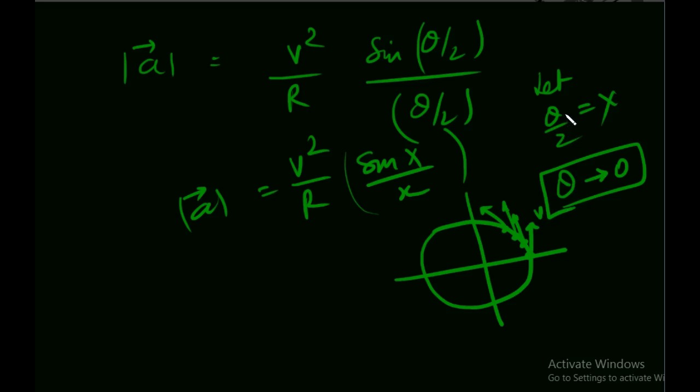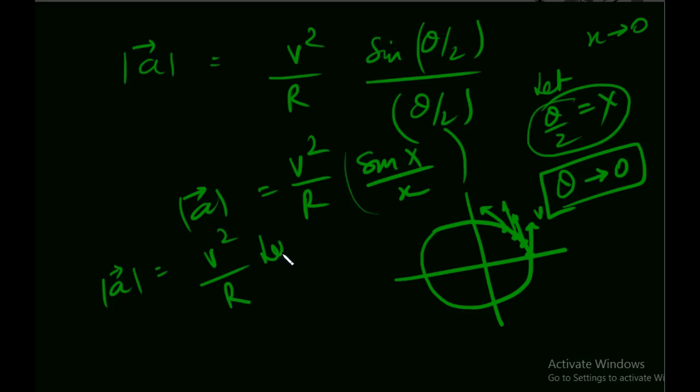This means if theta is reaching 0, from this equation x also reaches 0. So a would be actually equal to v square by r limit x reaching 0 sine x by x, right? And obviously you should know limit, because it is very difficult without limit. So learn limit, okay. I am not teaching maths here.